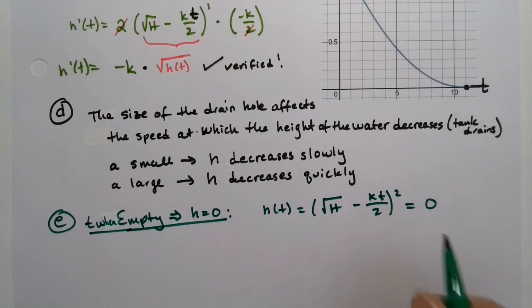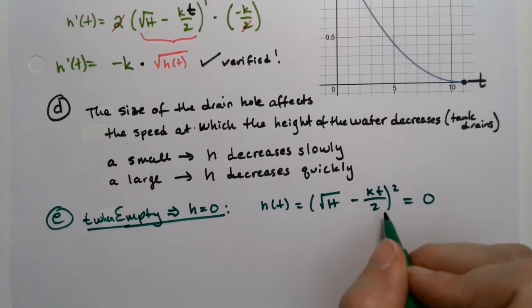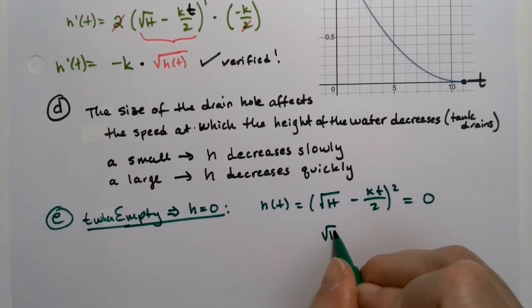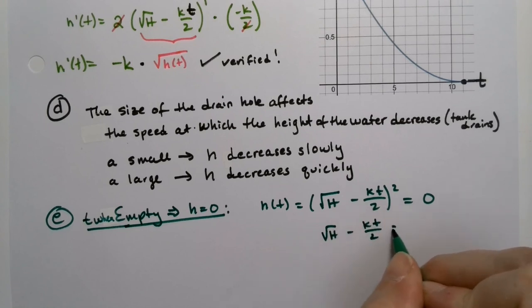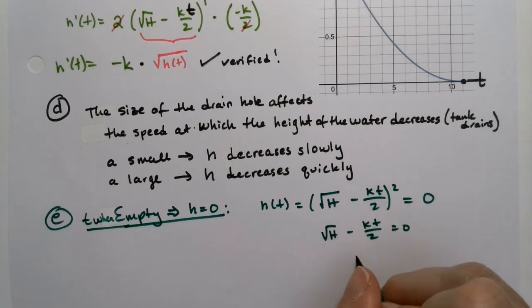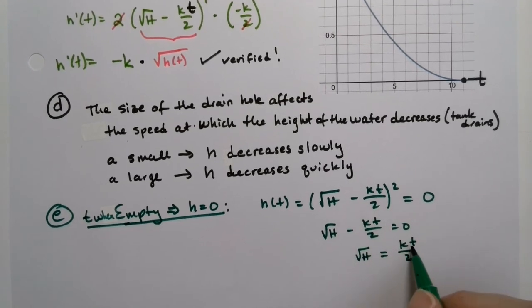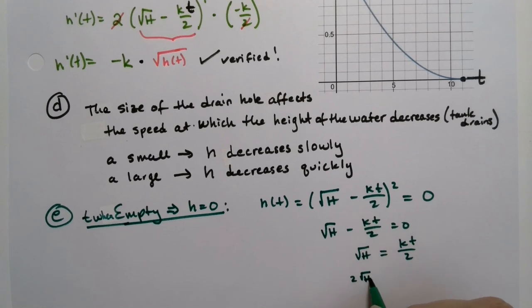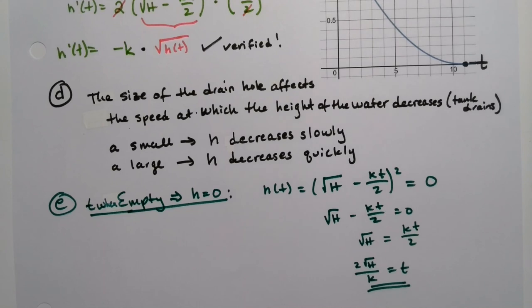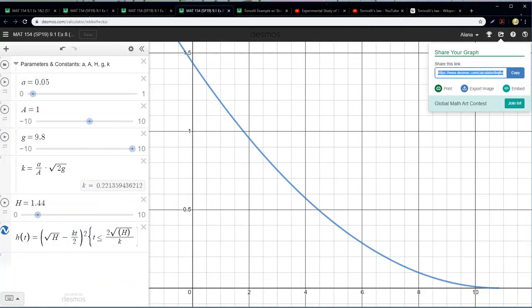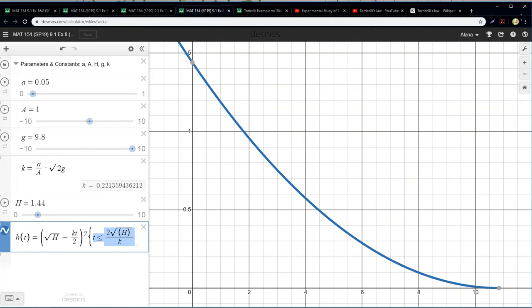So I'm going to solve this equation for t. Of course, I can square root both sides, but the square root of 0 is 0. So that just means the square root of H minus kt over 2 will be equal to 0. So I'm going to add kt over 2 to the other side. So square root of H equals kt over 2. Solving this for t, I would get 2 square root of H over k is equal to t, which, by the way, is what I put into Desmos when I graphed it. See right here, I said I want t less than or equal to 2 square root of H over k. That'll make it stop right there. And we can see that the answer is going to be 10.842 if we have 0.51 and 9.8.